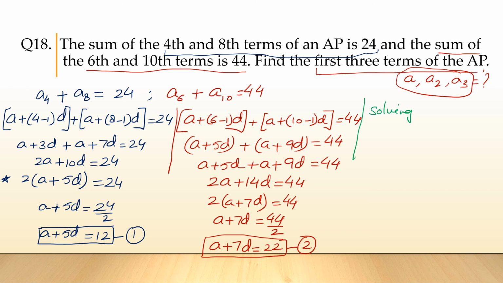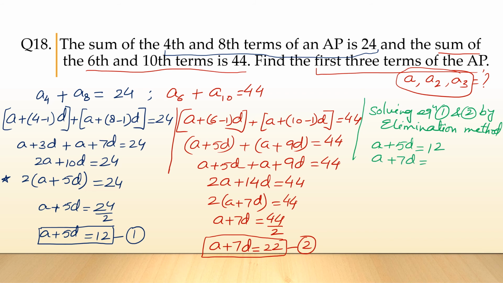Solving equations 1 and 2 by the elimination method. Whichever method you find easy, you can use that one; there is no compulsion that you have to use the elimination method only. So we have a plus 5d equal to 12 and a plus 7d equal to 22. Let's change the sign.